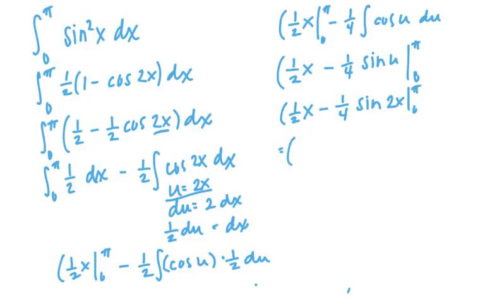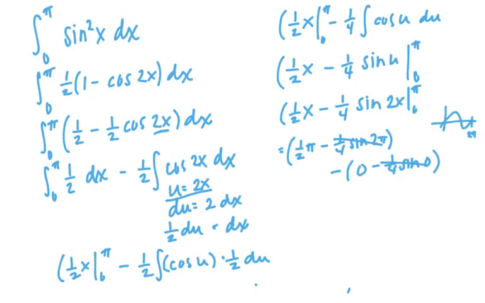So now we're ready to evaluate. I have 1/2 times pi minus 1/4 sine 2 pi, minus, and I have 1/2 times 0 is 0, minus 1/4 sine of 0. Now sine of 0 is 0, so we're good there. And sine of 2 pi is 0. Remember your sine graph goes like this. So here's 2 pi and 0, and pi is in the middle. So we have 1/2 pi minus 0 leaves us with pi over 2 for our final answer.